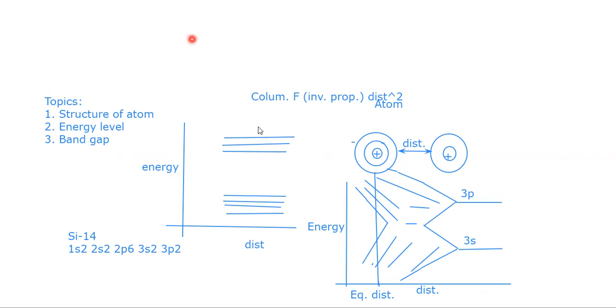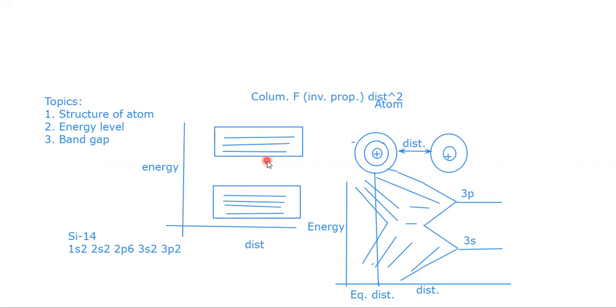Okay, so I'll draw a box here and put all these energy levels in this box, and here I will put all of these in this one. This is called the conduction band, and this is called the valence band.